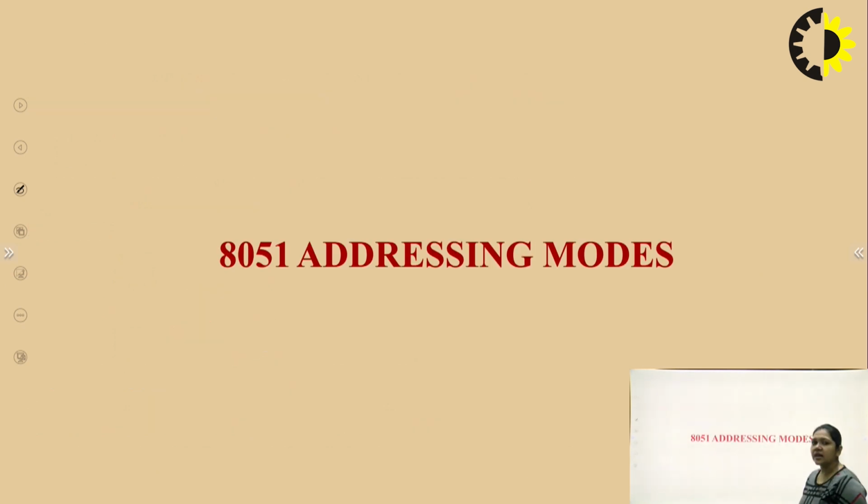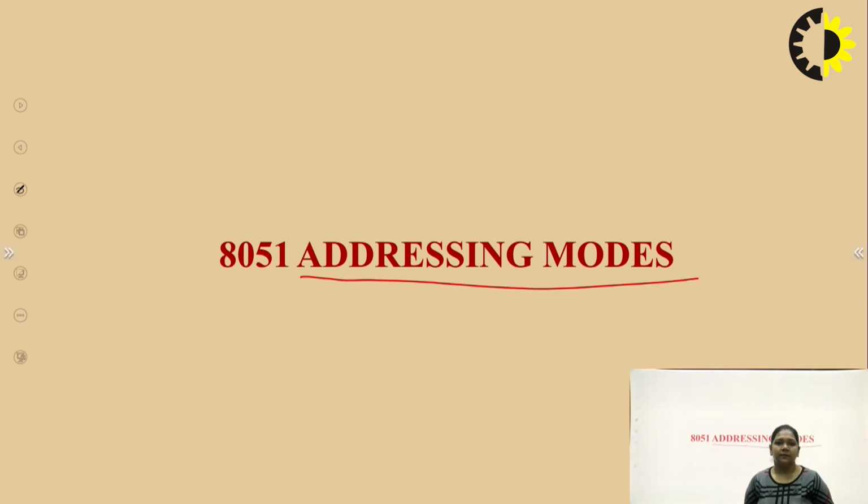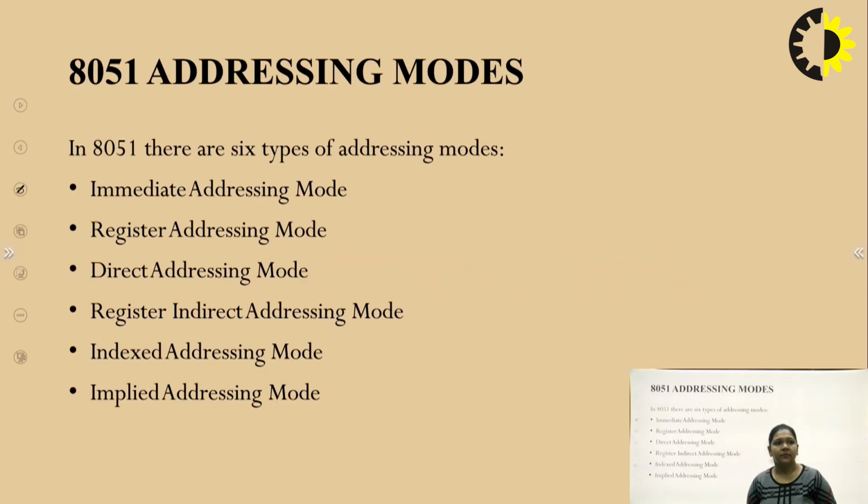So next topic is our 8051 addressing modes. Addressing modes are used to find out how the instruction is written, how the instruction can be presented, how the address can be presented. In 8051, we have 6 types of addressing modes. First one is immediate addressing mode, then register addressing mode, direct addressing mode, register indirect, indexed, and last one is implied. So these 6 addressing modes are used in the microcontroller 8051.